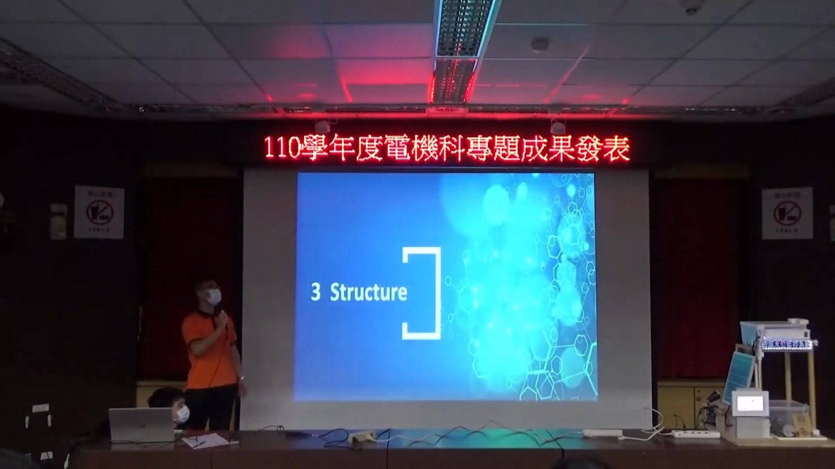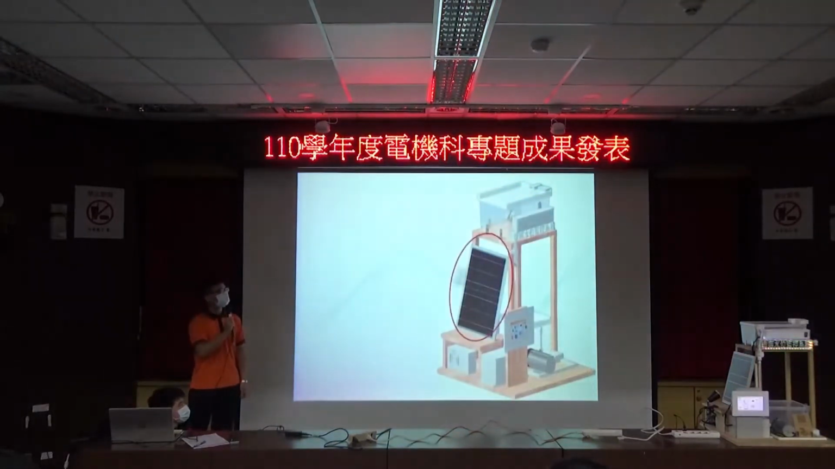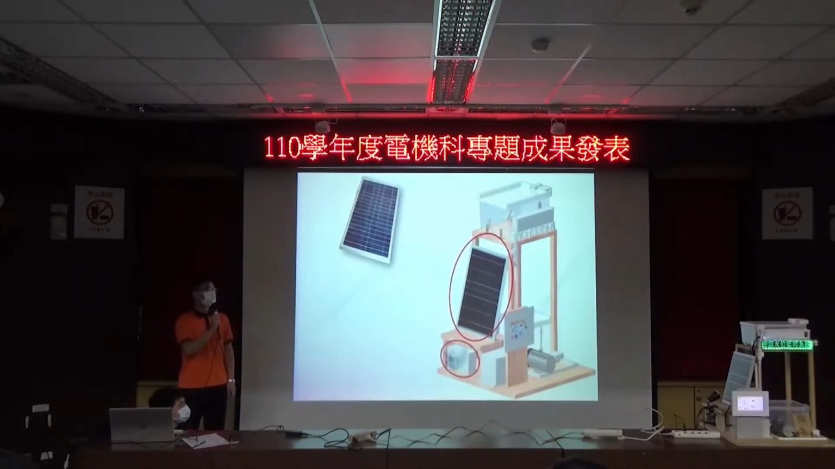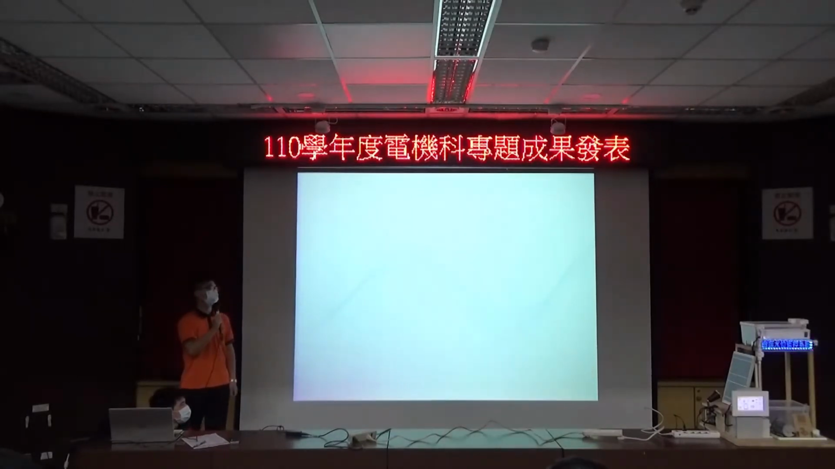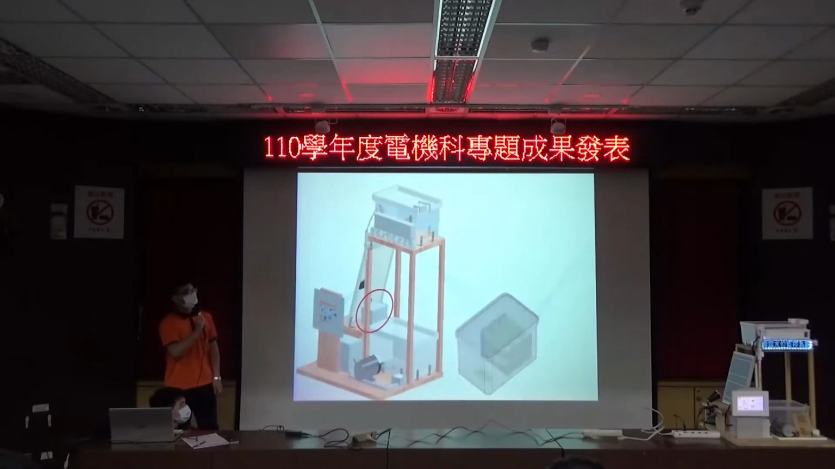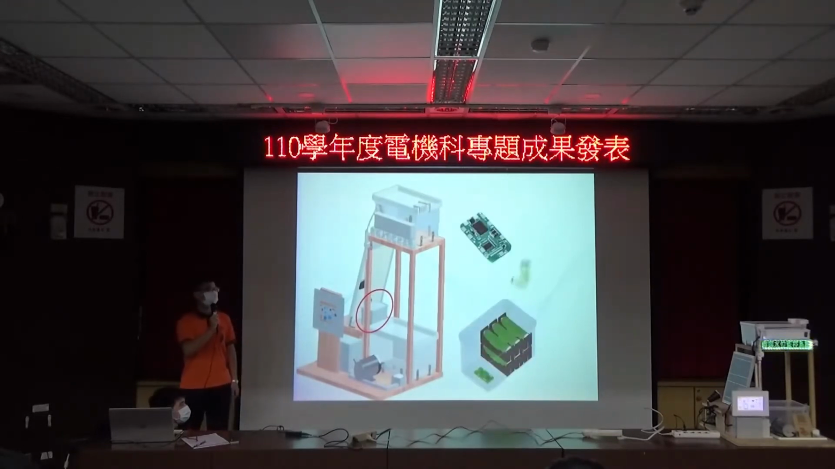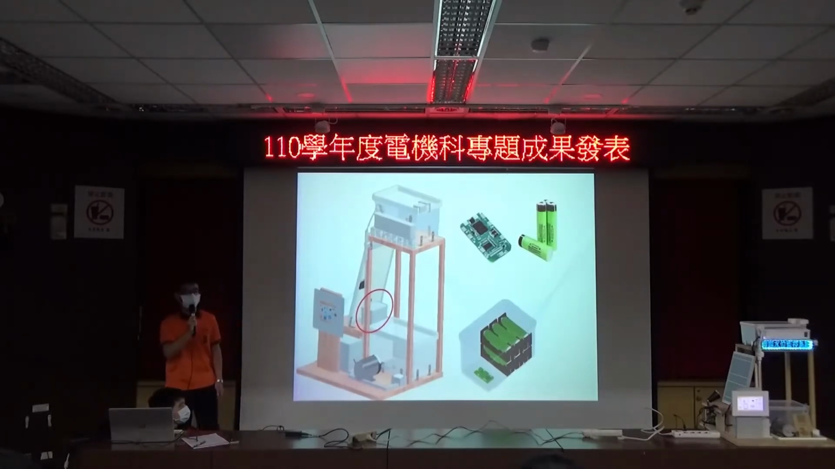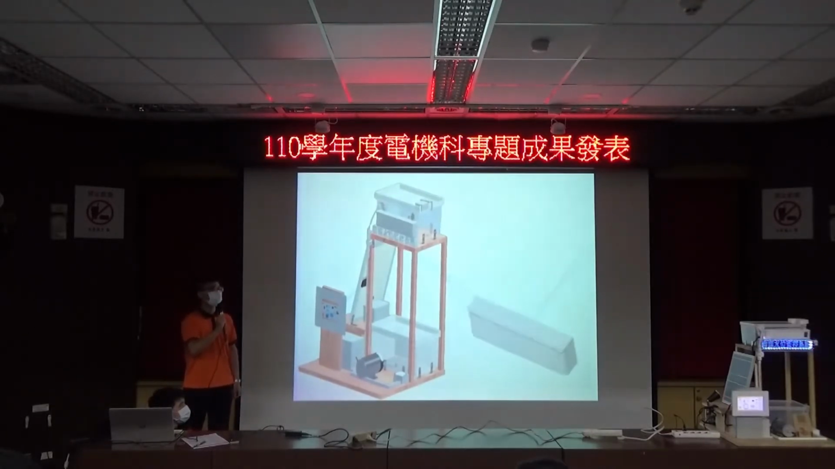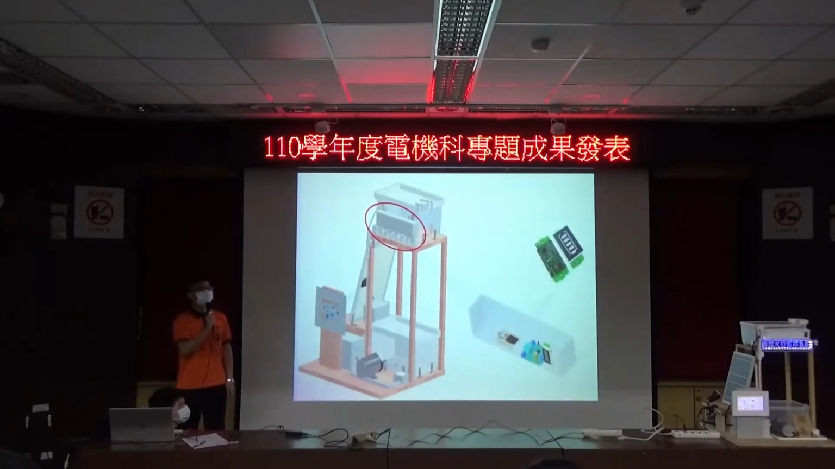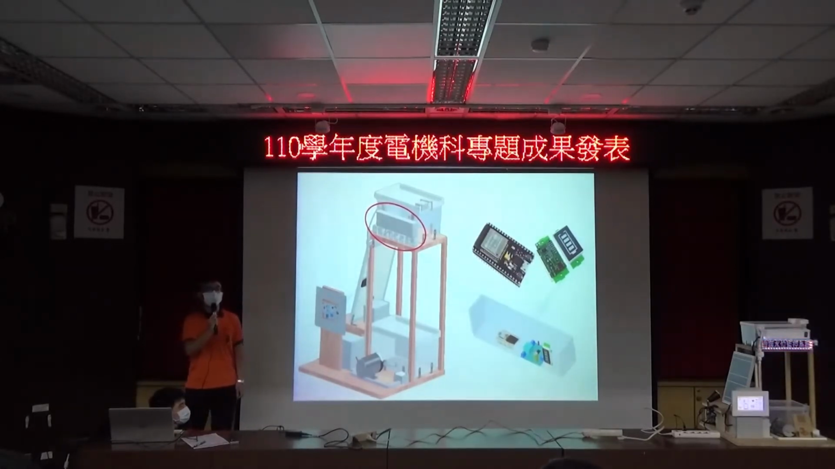Let's take a closer look at the structure. First, we use a 10-watt solar panel and a DC power supply as our double power supply system. Then we use a solar cell module and 1 A650 lithium batteries to store the electricity generated by the solar panel. In the upper tank, the quantity of electricity is shown on the battery level indicator. Then we use ESP32 to receive the water data and send it to the lower tank.